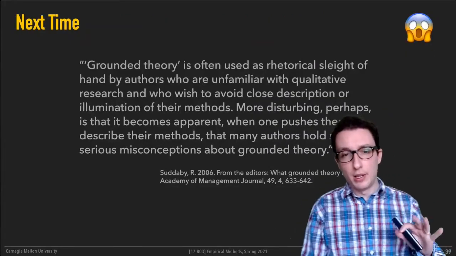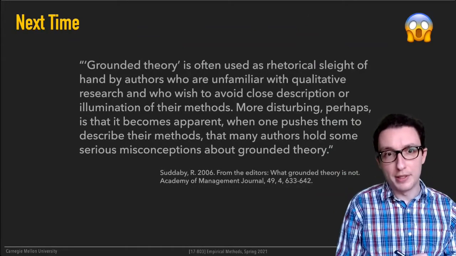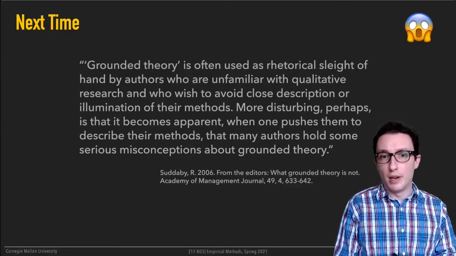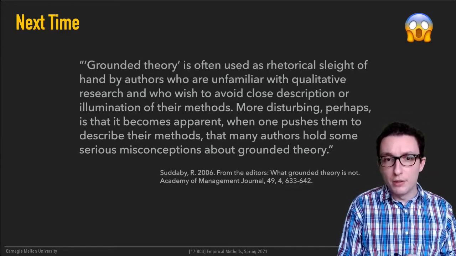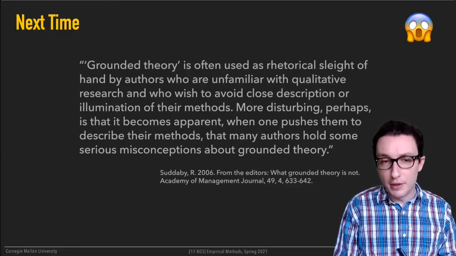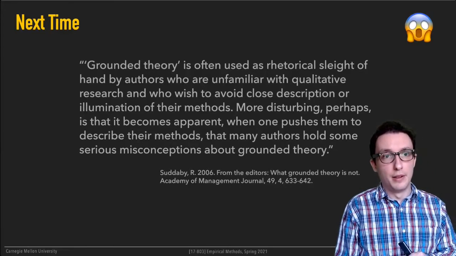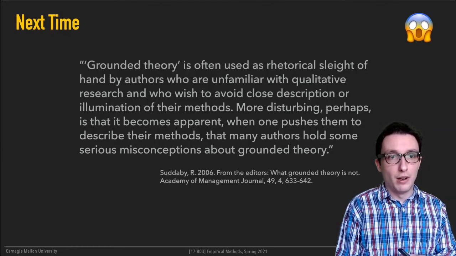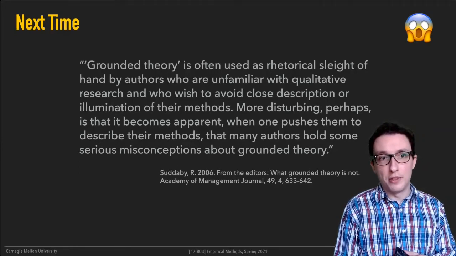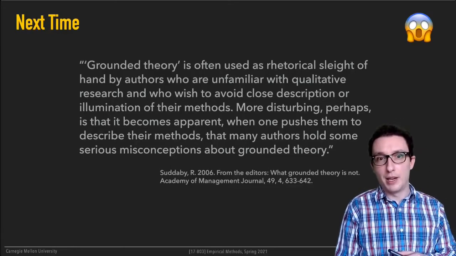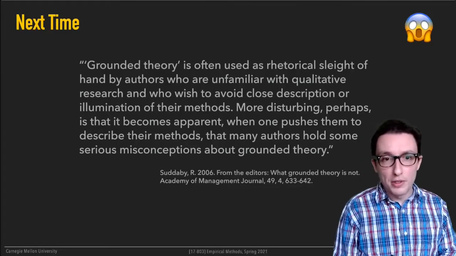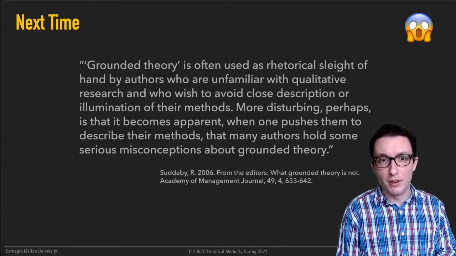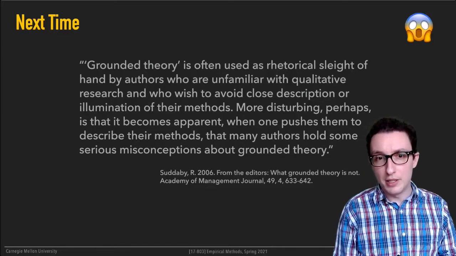I feel we should talk a little bit more about this, but I want to do that next time. This is from a paper you see there, people complaining that often researchers use the term grounded theory very loosely. These are authors who are unfamiliar with qualitative research or wish to avoid close description or illumination of their methods. That sounds really bad, either one of those. But it gets worse. More disturbing, perhaps, is that it becomes apparent when one pushes them to describe their methods that many authors hold some serious misconceptions about grounded theory. I feel like we should spend a little bit of time clearing these misconceptions.